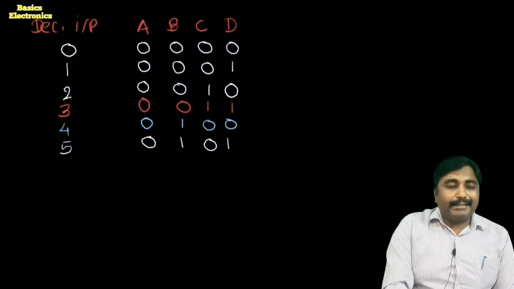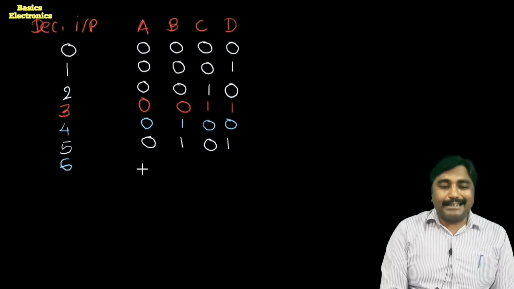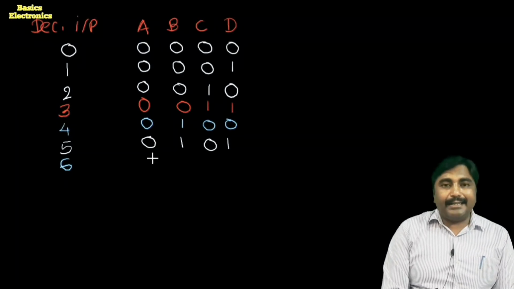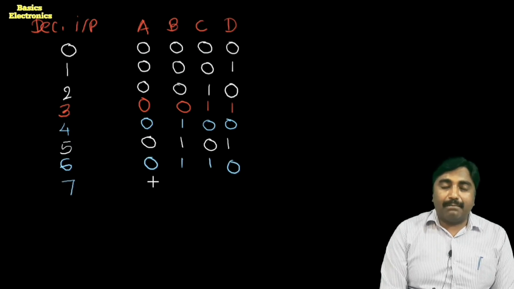When we press the switch which is assigned for the decimal digit 6, then here we get the output 0, 1, 1 and 0. If we press the decimal digit 7, then we get the output, the binary BCD equivalent, 0, 1, 1, 1.